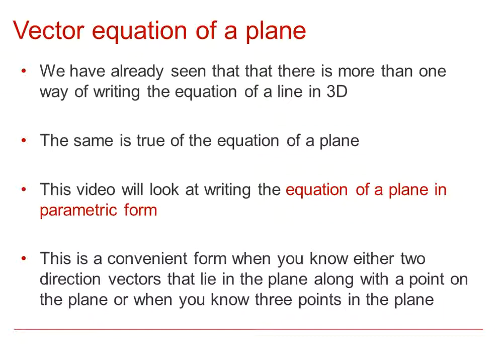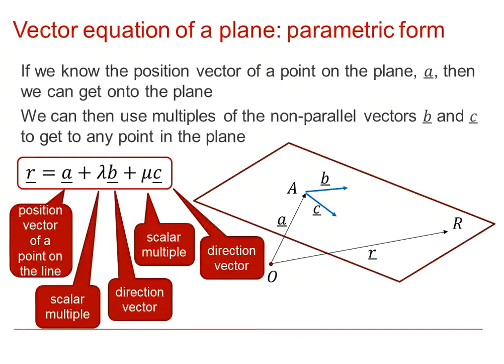The parametric form is a convenient form when you know either 2 direction vectors that lie on the plane along with a point on the plane, or when you know 3 points in the plane. The parametric form can be very useful in these 2 circumstances. So this is the general parametric form.